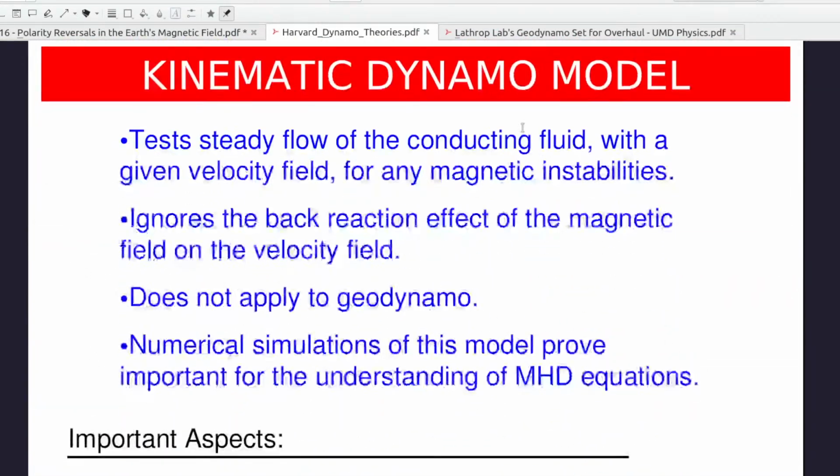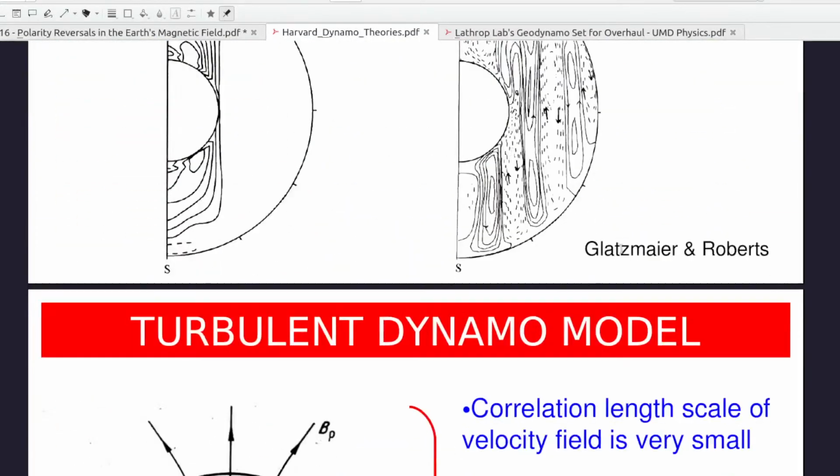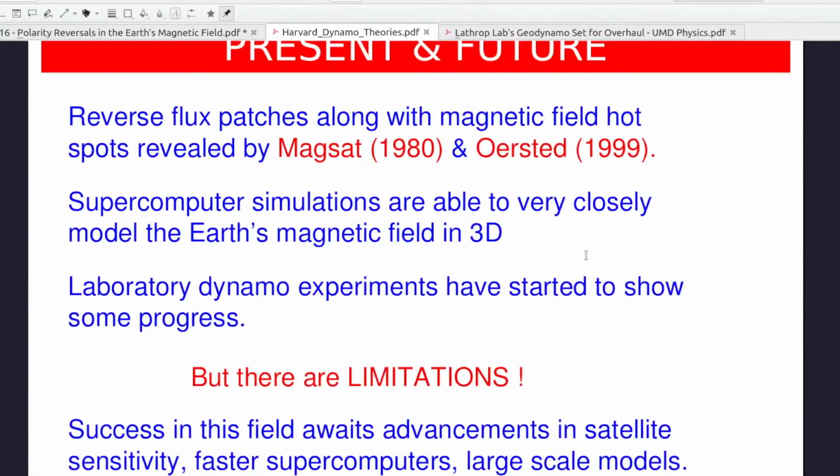So yeah, there's a kinematic dynamo model. It'd be better to actually read the paper for this, I feel like.